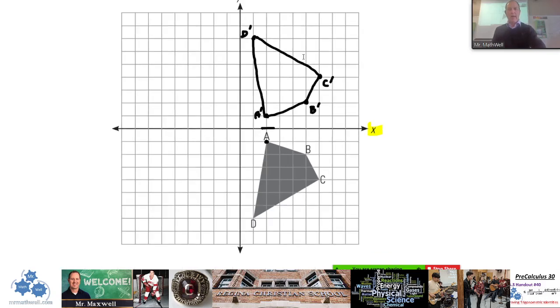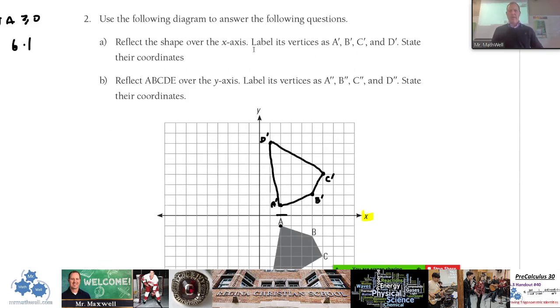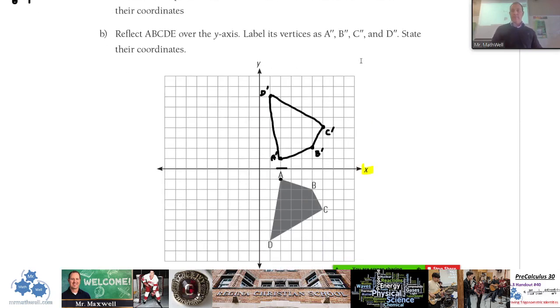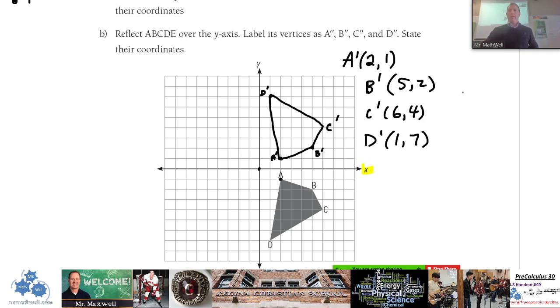Okay, does that help for 2A? Yeah, that helps. Okay, and label and state their coordinates. So the final part of that would be, A prime is, and you always start from 0, 0, the origin, and you count left, right first. That's the first coordinate. So to get to A prime, we're going to go over 1, 2 units in the right direction, so that's positive 2. And then we're going to go up 1. So the coordinates for A prime are 2, 1. And we'll do the same thing for B, C, and D. All right. So those would be the coordinates for all 4 of those points.